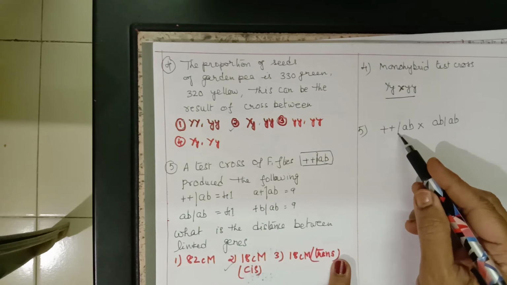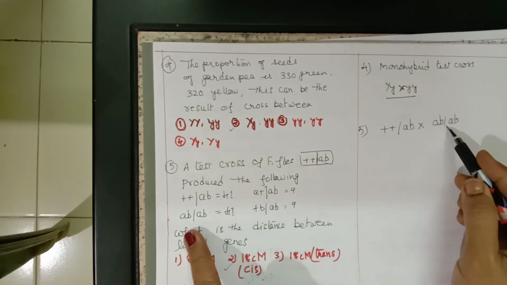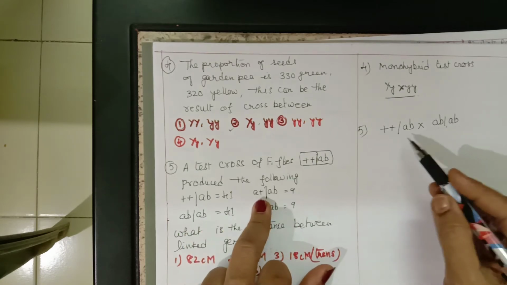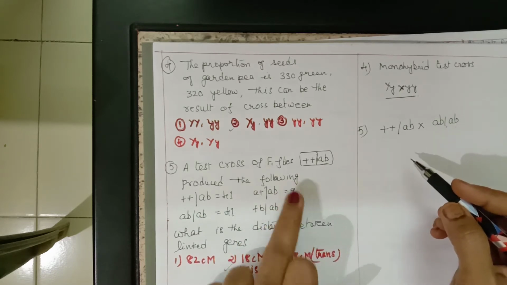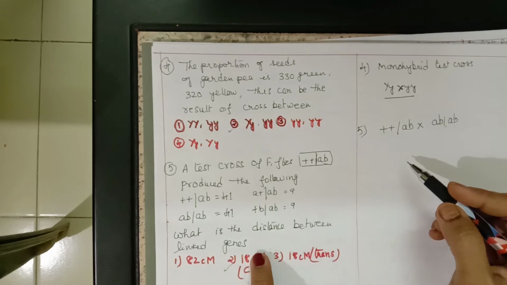This is one of the parental, producing 41. This is another parental AB. We are getting 41. These are the recombinants. These are the parents. These are the recombinants. Recombinants are 9 and 9. So what is the distance between the linked genes?